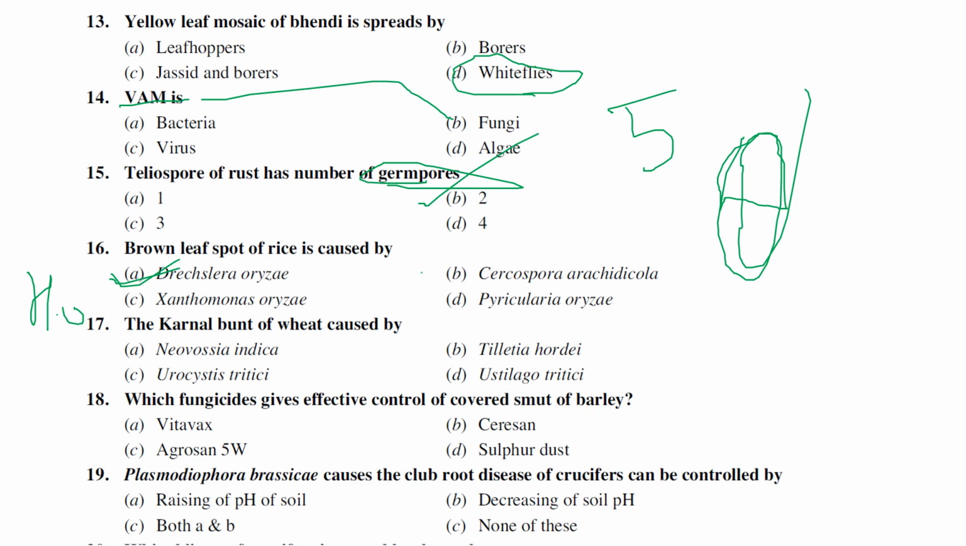And Cercospora arachidicola causes tikka disease in groundnut. Xanthomonas oryzae causes many diseases in fruits as well as in rice, bacterial blight of rice, which is caused by Xanthomonas oryzae pv. oryzae, right? And Pyricularia oryzae, we know blast disease of rice, which is caused by Pyricularia oryzae. And the next one is kernel bunt of wheat, which is caused by.